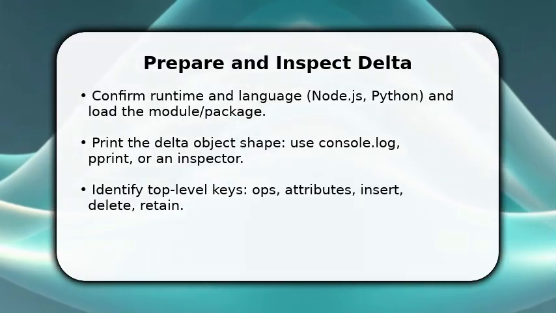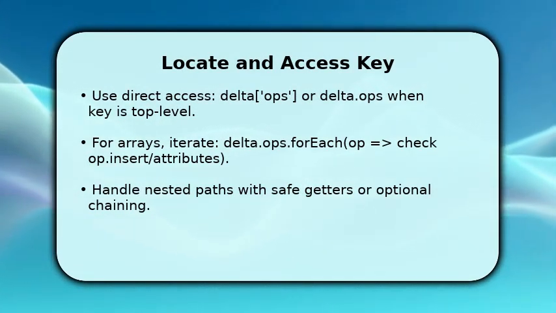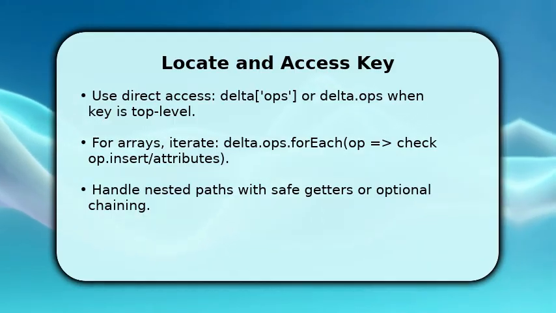You now locate and retrieve the actual key by drilling into the correct branch. If the key is top-level, use bracket or dot access. If inside ops, iterate and inspect each op for insert or attributes.